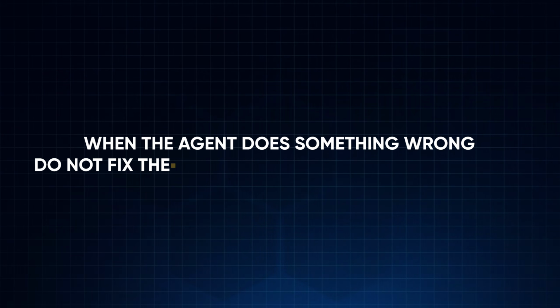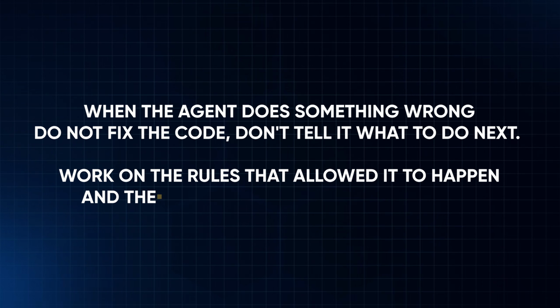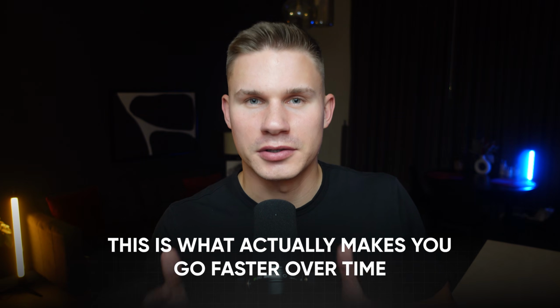And I personally know multiple people who ran into this exact trap and then had to spend months refactoring the code after. Although these rules won't completely eliminate the chances of that happening to you, they will help you to reduce the mess significantly and still ship much faster than was ever possible before. So if you only take one thing away from this video, take this. When the agent does something wrong, do not fix the code. Don't tell it what to do next. Work on the rules that allowed it to happen, and then attempt the same prompt again. This is what actually makes you go faster over time.